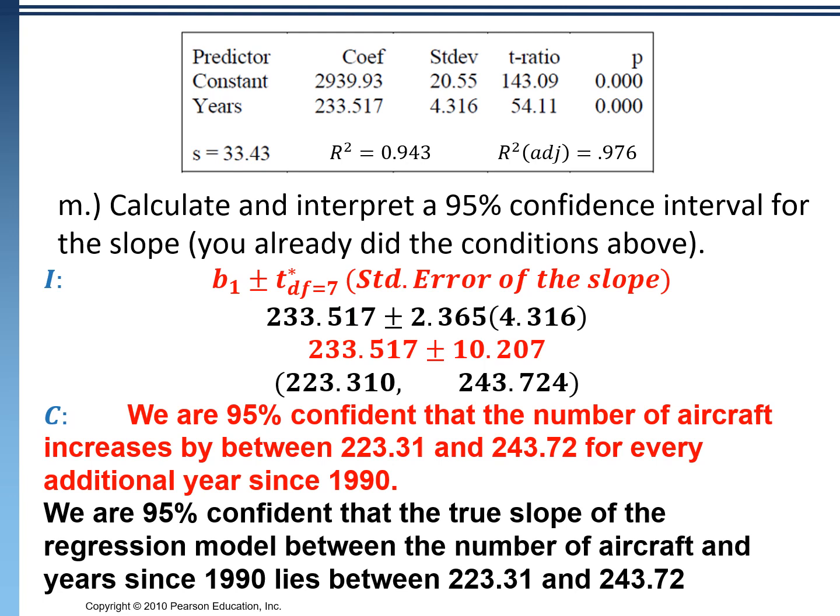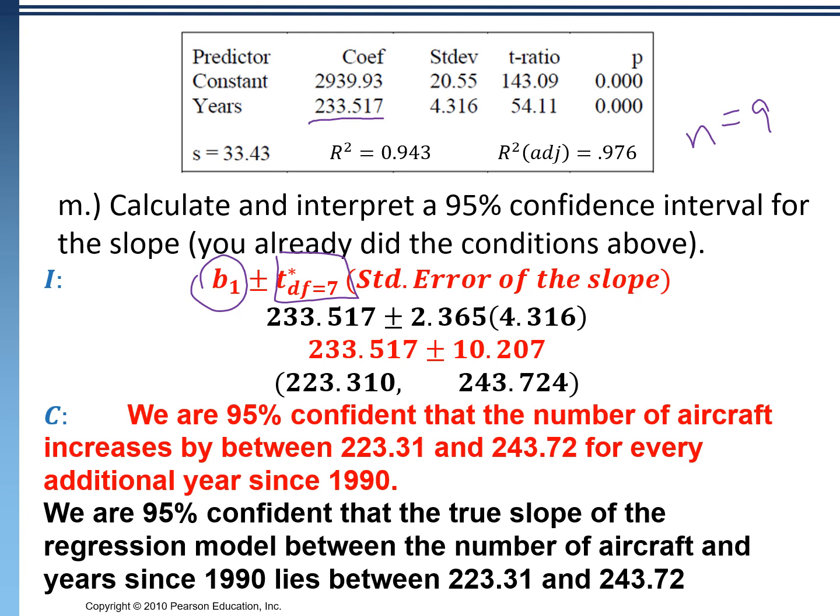The I is the actual interval. Now this problem we can't put into our calculator because we don't have the actual data, so we have to calculate this by hand. So we're going to start with our slope, the sample statistic, so the slope from our regression output there. We need a critical t-score based on 7 degrees of freedom. There were 9 values in our sample, and degrees of freedom for linear regression problems is n-2.